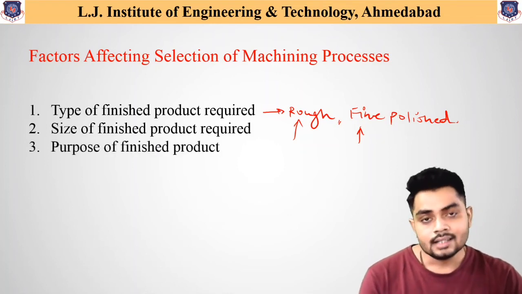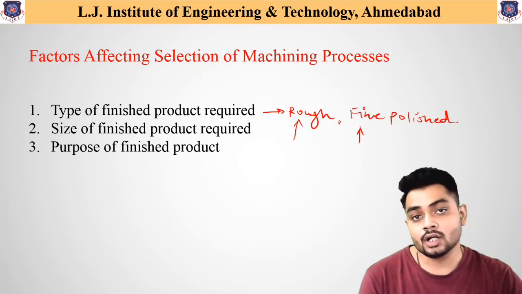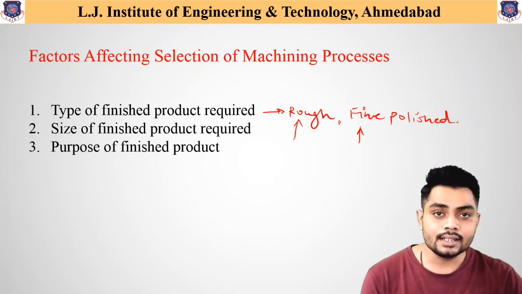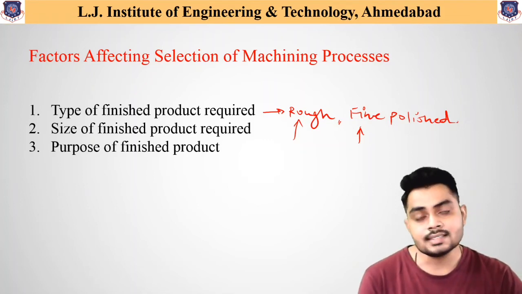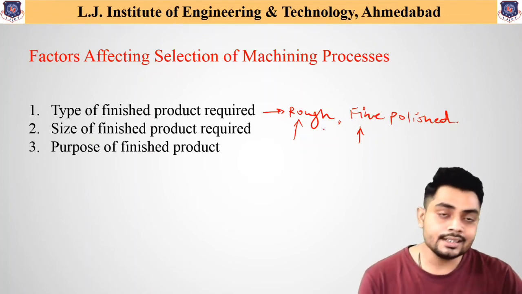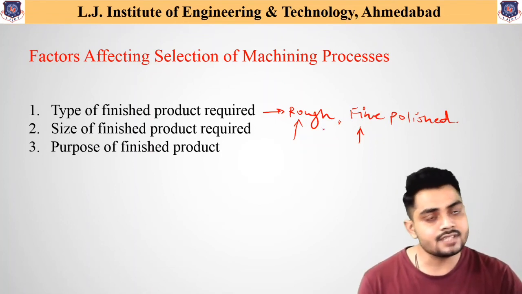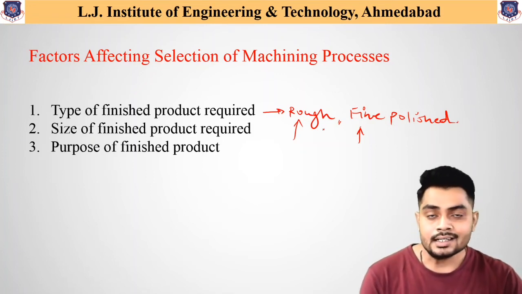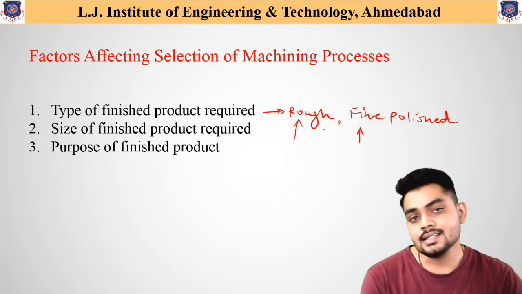Now the third one, that is the purpose of the finished product. That means where the final finished product's application is, based on that, the different machining operation is performed. The surface of the component that is required may be just a rough surface or it may be a mirror-like surface. So based on the requirement, the machining process needs to be selected.